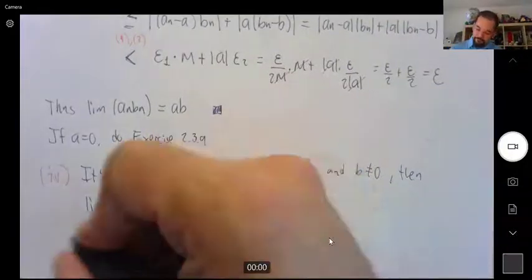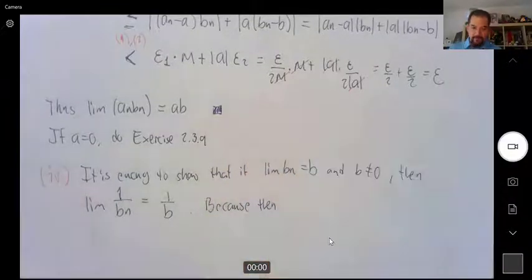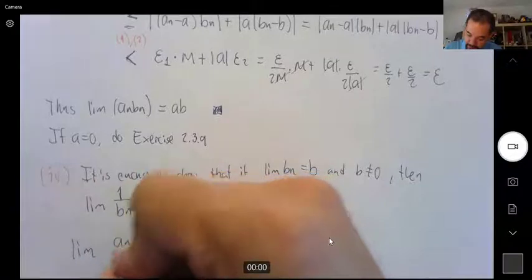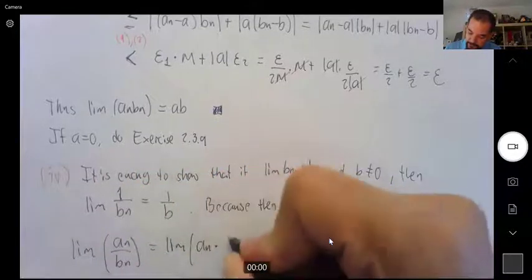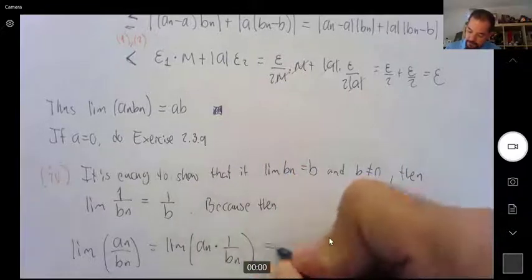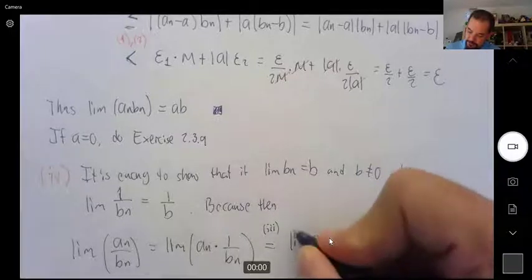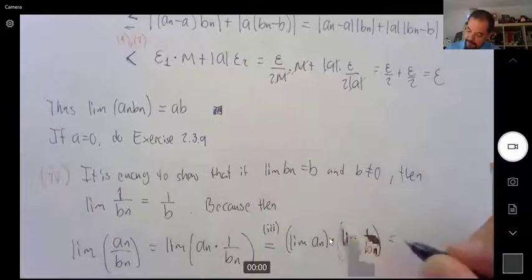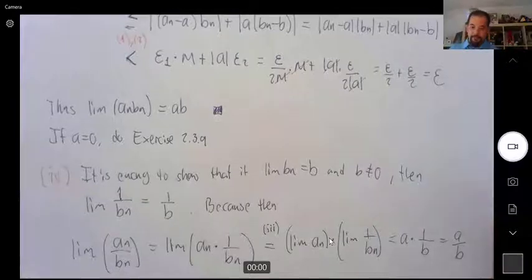Why? Because at that point, it just becomes proof number 3. Exactly, it becomes a multiplication one, right? Because then if you want to do the limit of an over bn, you can write that as the limit of an times 1 over bn. Use property 3, and property 3 would tell you that this is the limit of an times the limit of 1 over bn. And now this is a, and that's 1 over b, and that's exactly a over b, right?